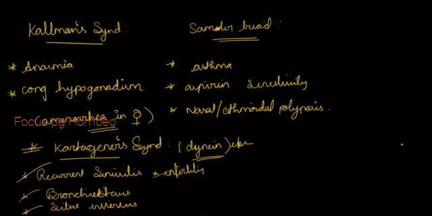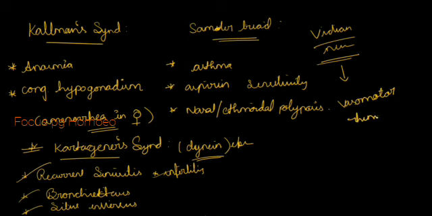And at last, what is Vidian neurectomy? What they are referring to? So this Vidian neurectomy we mainly do in vasomotor rhinitis. So these are all the MCQ points related to the diseases of nose.